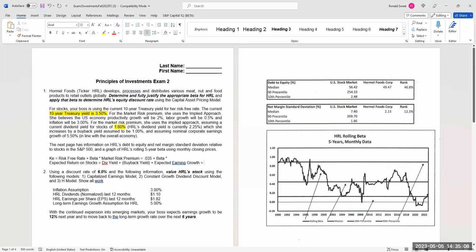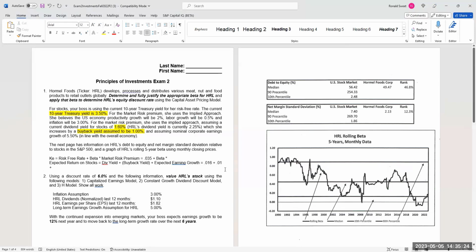So the dividend yield is 0.016 plus, let's see if she does the buyback yield. And she does the buyback yield, which I actually like that idea as well. So we're going to add that in as additional yield on top of the dividend yield plus expected earnings growth. And she thinks earnings growth is going to be 5.5%. So that gives you an expected return on stocks of 2.6 plus 0.055. So that gives you expected return on stocks of 8.1%.